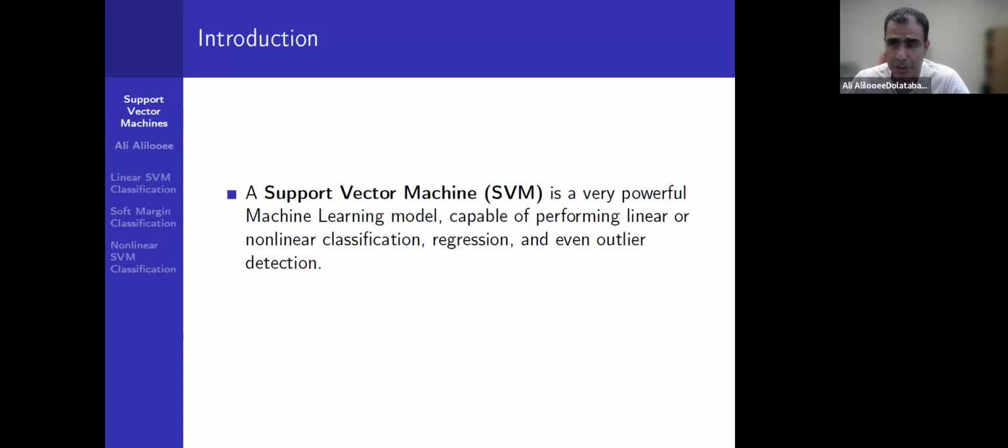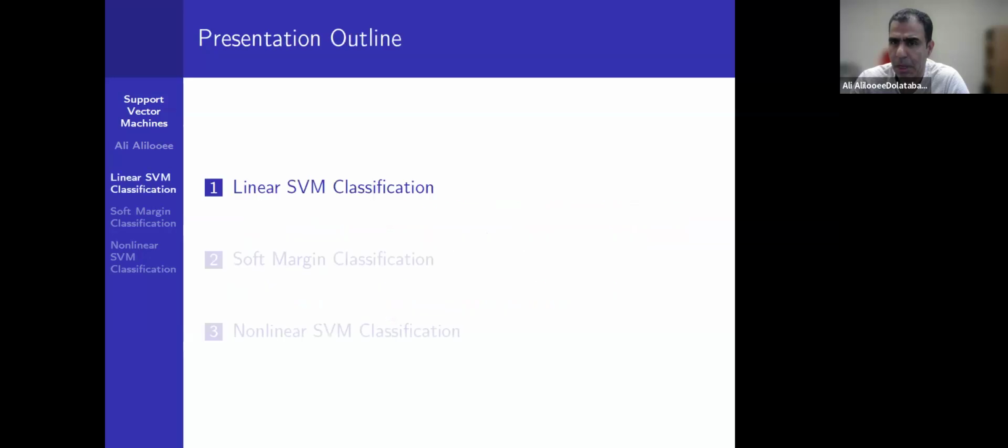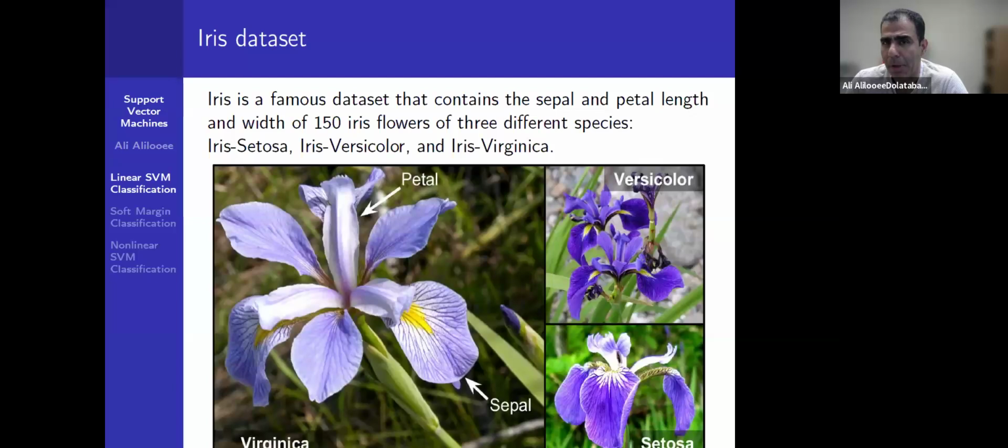A support vector machine, abbreviated as SVM, is a very powerful machine learning model capable of performing linear or nonlinear classification, regression, and even outlier detection. SVMs are particularly well suited for the classification of complex but small or medium-sized datasets. As I explained, in this class, we will mostly see the application of SVM for classification. Then let's start with one example.